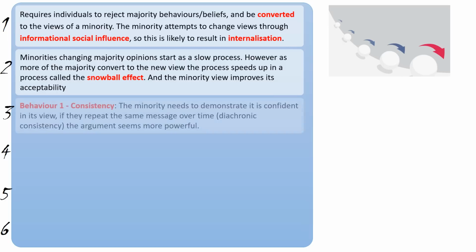There are 3 behaviours that a minority will have to adopt. These behaviours help convince a majority group that a minority group is serious about their beliefs, and those beliefs should be seriously considered. Behaviour 1. This is consistency. The minority need to demonstrate that it's really confident in its view. If they repeat the same message again and again, which is called diachronic consistency, the argument will sound more powerful if it's been repeated that many times.